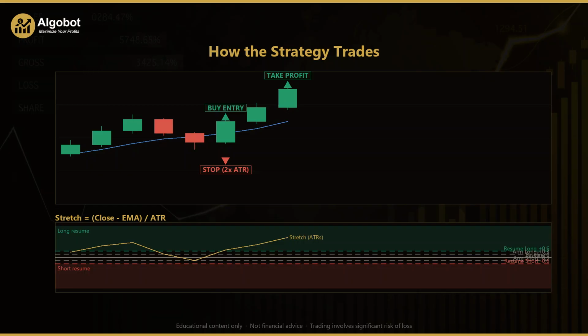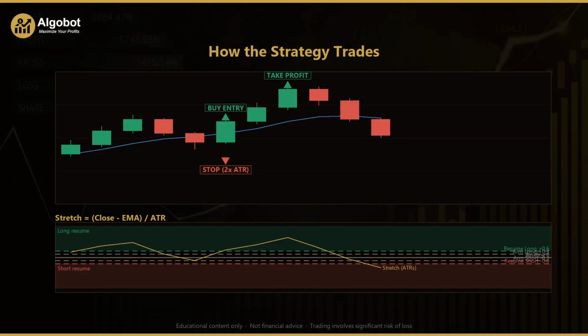Then comes the resumption candle. Look at the buy entry marker. This bar closes higher than it opened, and crucially, it closes above the previous bar's high, breaking back out of the pause. At the same moment, the stretch climbs back above the 0.6 resume line. All three conditions align, and the strategy places its long entry right there. Its protective stop sits below, 2 ATRs under price, and its take profit target is set above at twice that distance, a reward to risk of 2-to-1.